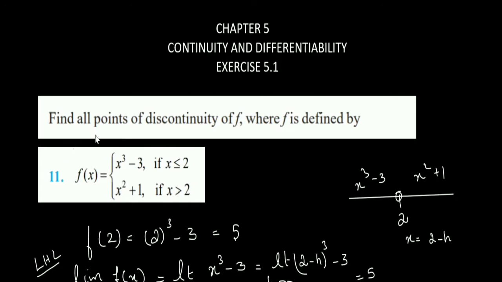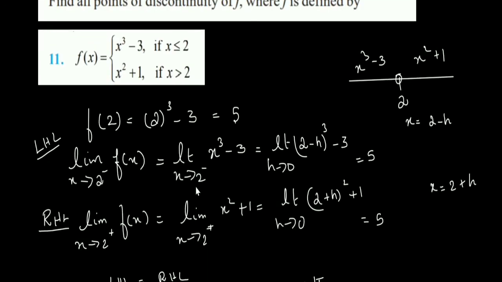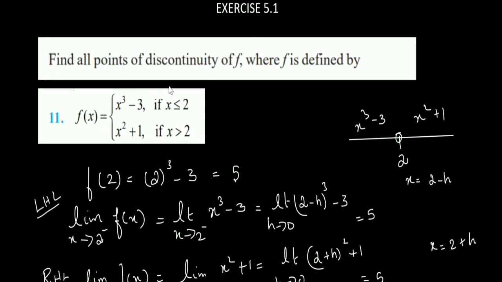Question number 11. Find all the points of discontinuity of f, where f is defined by f of x equal to x cube minus 3 if x is less than or equal to 2, and x square plus 1 if x is greater than 2. For x less than or equal to 2, the function is x cube minus 3. You know x cube minus 3 is a cubic polynomial.